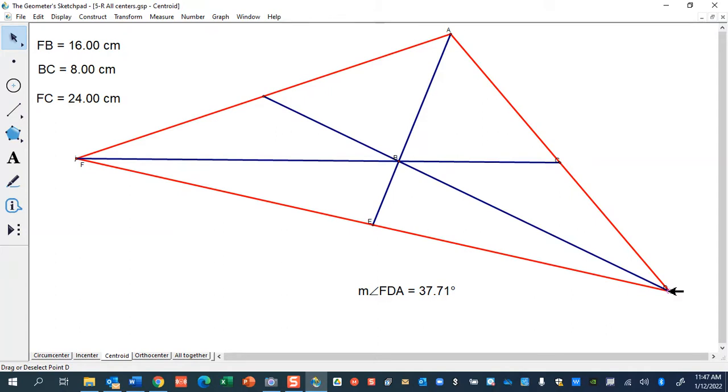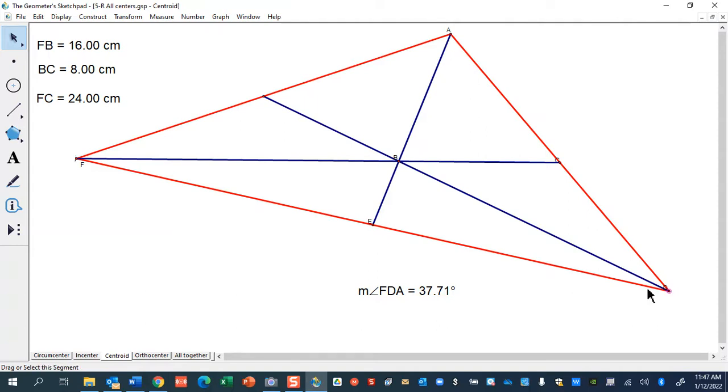Our medians are created from the midpoint to the angle opposite. They intersect at a point of concurrency. What is the name of that point of concurrency? The centroid, because the median is the center of attention. The medians give you the centroid.